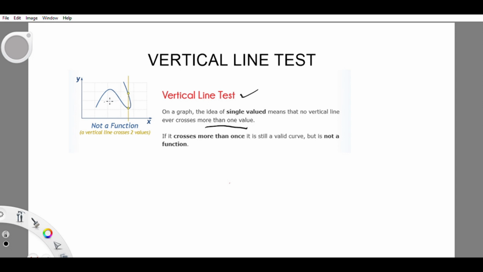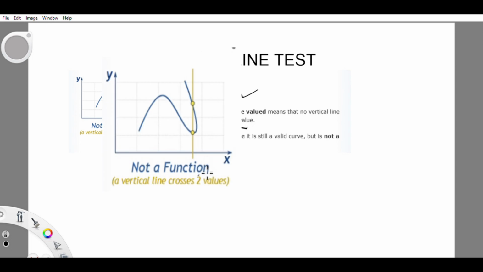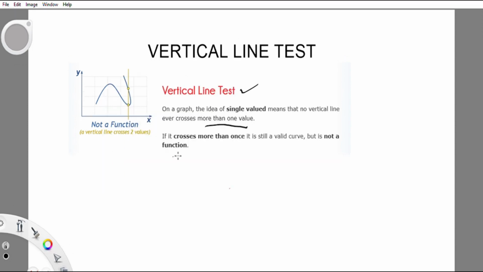As you can see in this case, the vertical line is crossing more than once. That means that it is not a function. So for you to test if a graph is a function, you have to draw a vertical line on the curve or on the graph. If the vertical line crosses more than once, that means that it is not a function. Remember, it must have a single value in the y-axis. Let's look at some examples.